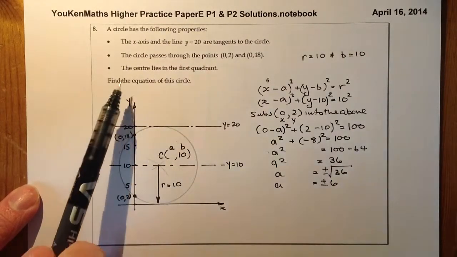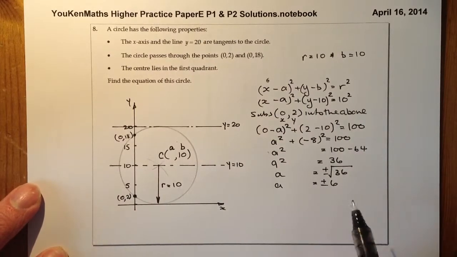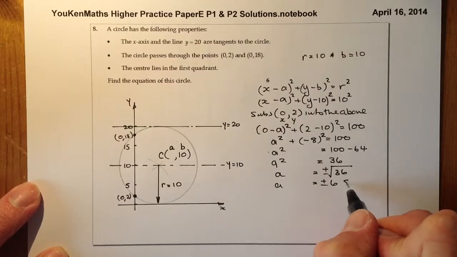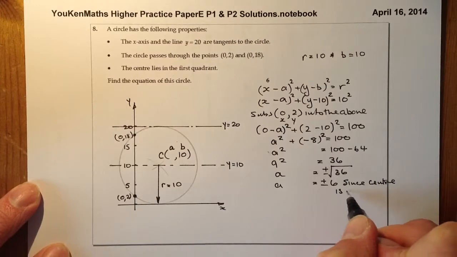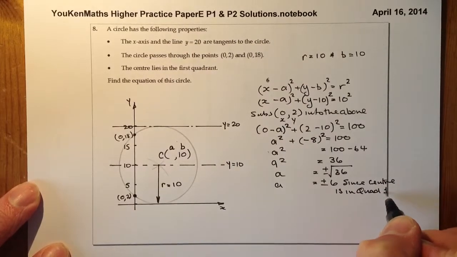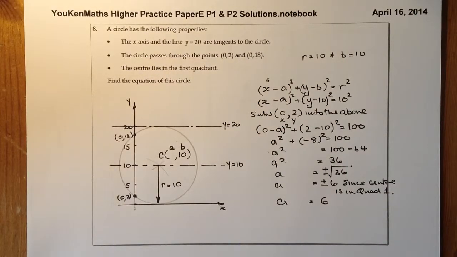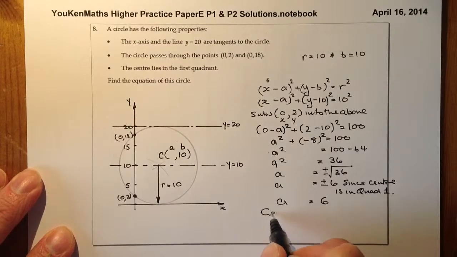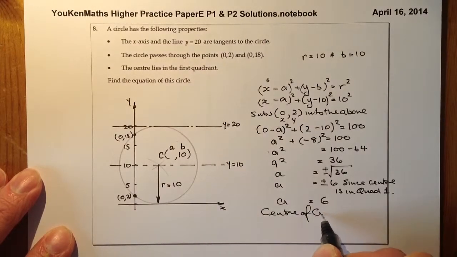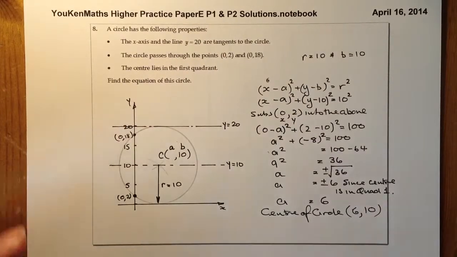But one of the clues up above says the centre lies in the first quadrant, so this will only be a plus 6. Since the centre is in quadrant 1, a then equals 6. So from there, I've got the final part that tells me what the centre of the circle is. So the centre of the circle is (6, 10). I've got everything that I need now.